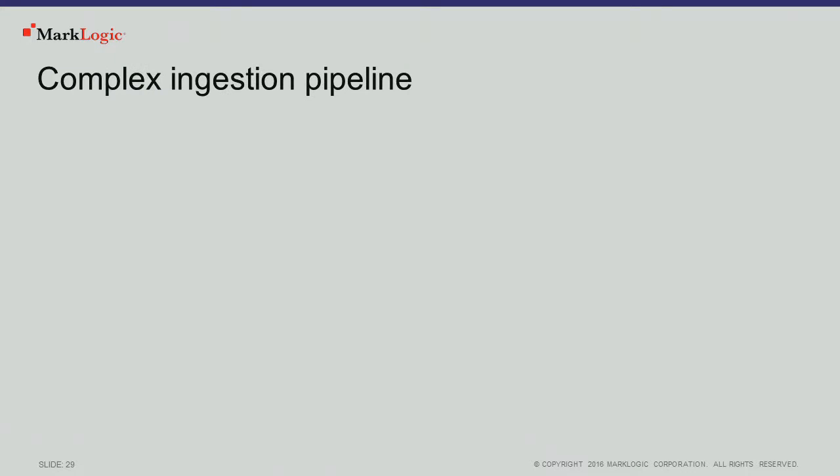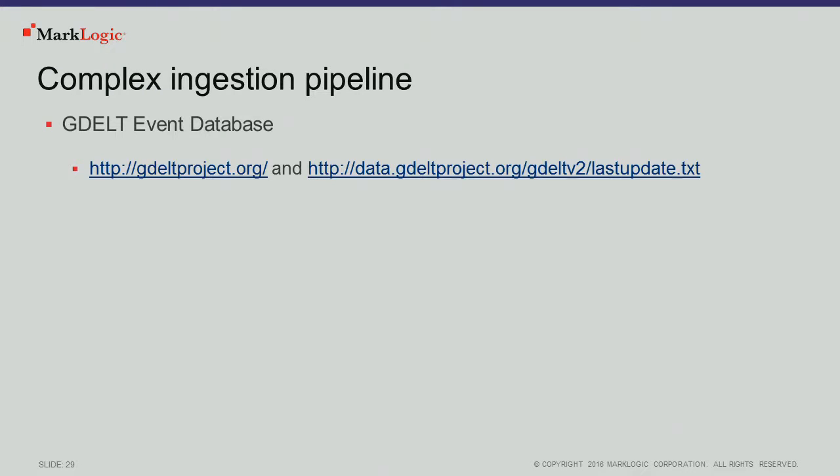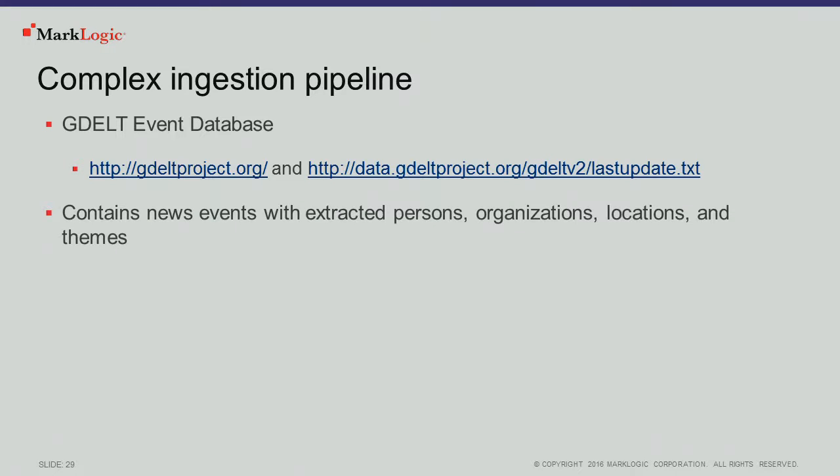All right, so the final demo we're going to go through here is a more complicated ingestion pipeline. In this case, we're going to be looking at another publicly available data set. This is called the GDL event database. And the notion behind this is every 15 minutes, there's a new events file that's available that has news events in them, and it's done some basic entity extraction so that there's persons, organizations, locations, themes, actor codes, things like that.